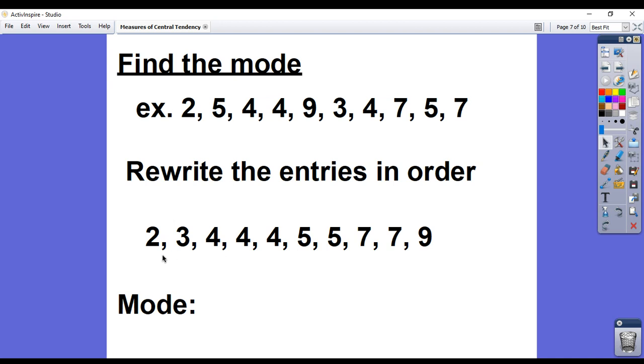most often. I can see that a 2 occurs once, a 3 occurs once, a 4 occurs 3 times. There's 2 5s, 2 7s, and 1 9. So the most commonly used number, 4, occurred 3 times. So therefore, my mode will be equal to 4.